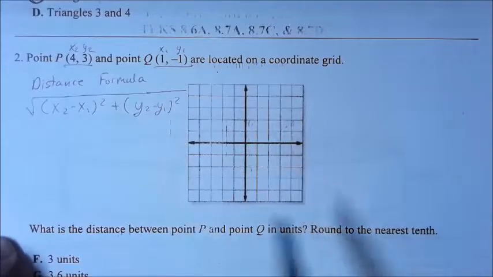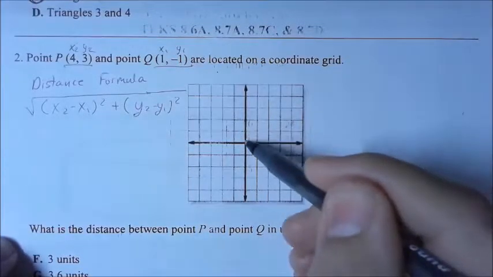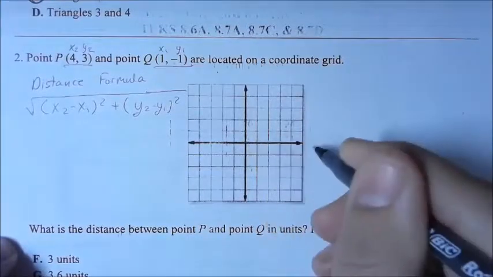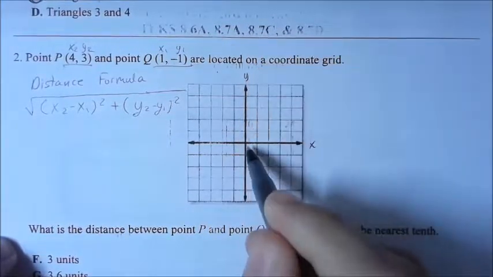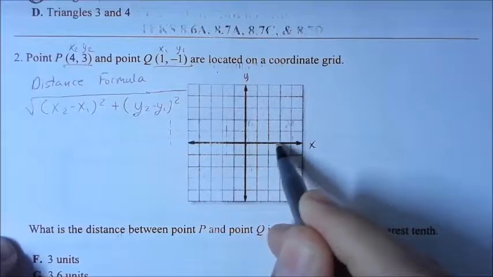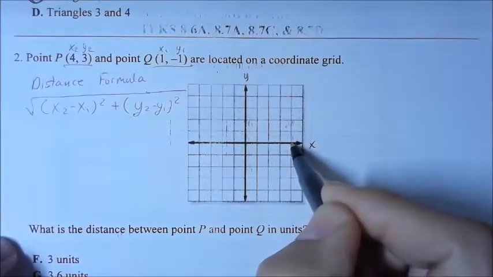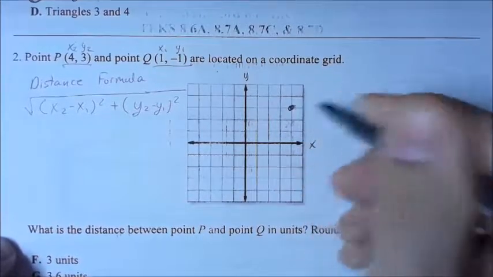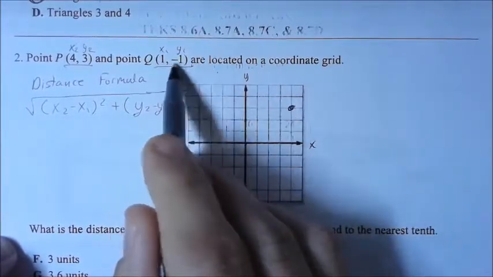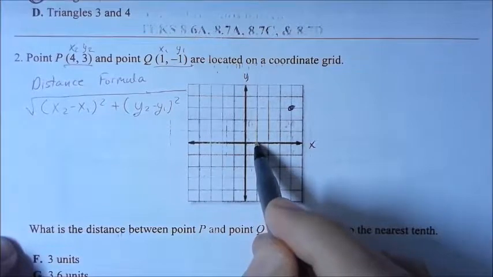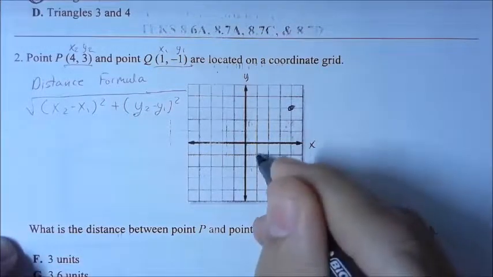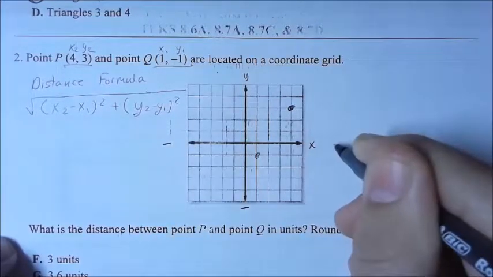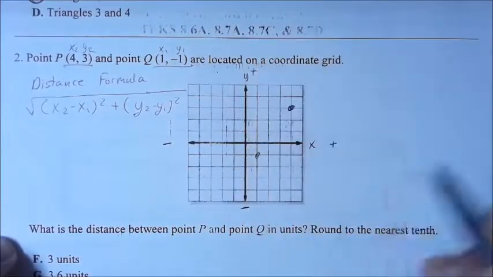Now, the second way to do it, which I think is the easier way, is we could have just plotted these 2 points and made a right triangle. So if we go from origin, our first one is 4, 3. So that means we're going to go on the x-axis, right? This is our x, this is our y. We're going to go over 4, 1, 2, 3, 4, and we're going to go up 3, 1, 2, 3. The next one is 1, negative 1, so we're going to go over 1 and then down 1, because remember, down is negative, to the left is negative, to the right is positive, and up is positive.